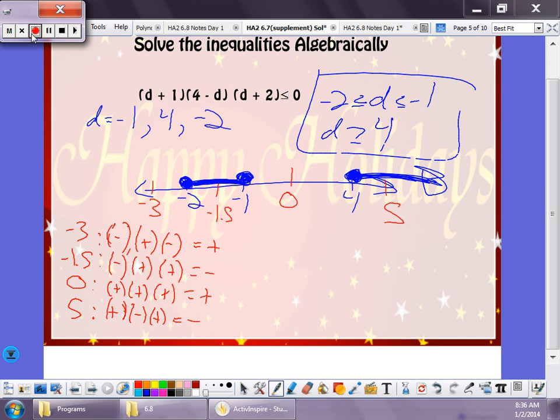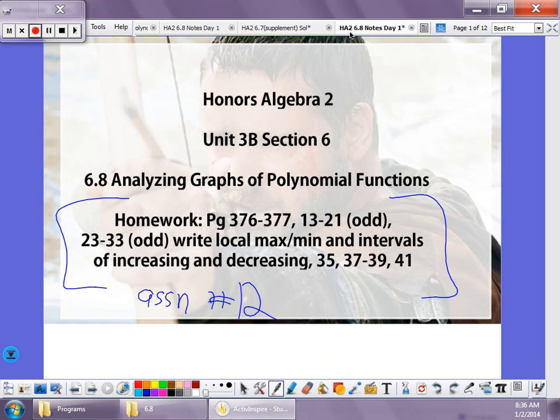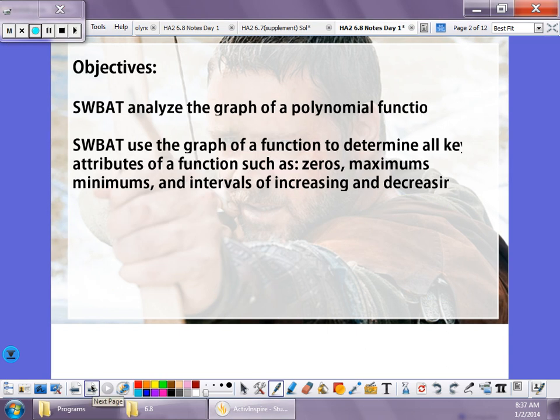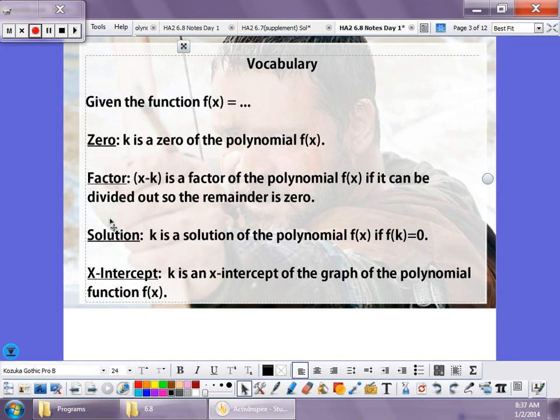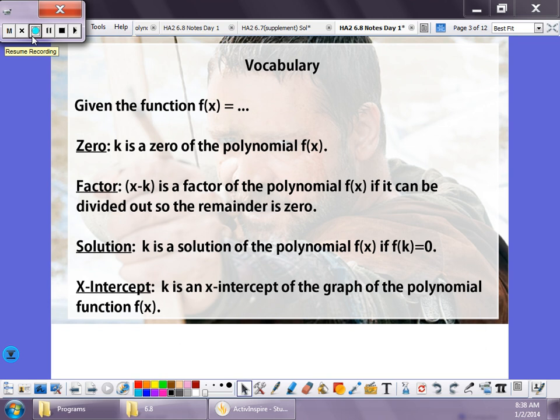But now we're going to jump to today's lesson, which is analyzing the graphs of polynomial functions. So it's exactly what it sounds like. We're going to look at a function, look at its zeros, max, mins, and intervals of increasing and decreasing. All right, so all of these vocab words mean the same thing. If you know this, you don't have to write it down, okay? If you want to write it down, go ahead.